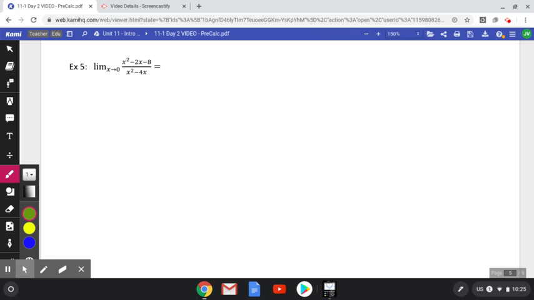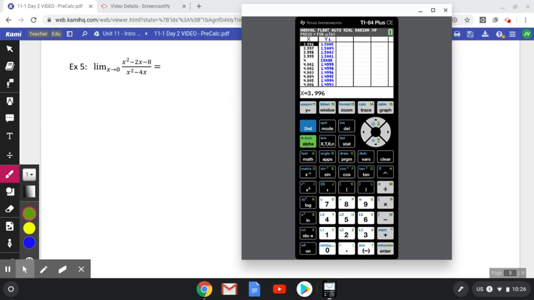In example 5, we have the same expression that we dealt with in example 4, but this time we're going to investigate what happens as x approaches 0, not 4 as in the previous example. So let's go ahead and check the graph out by hitting zoom 6. We want to reset that viewing window.